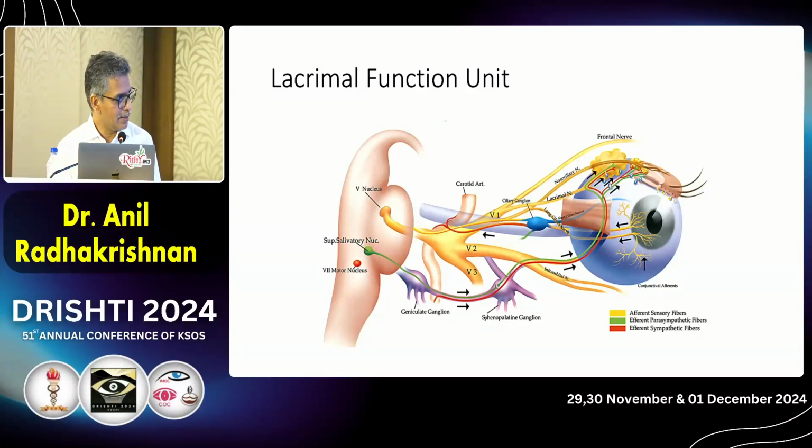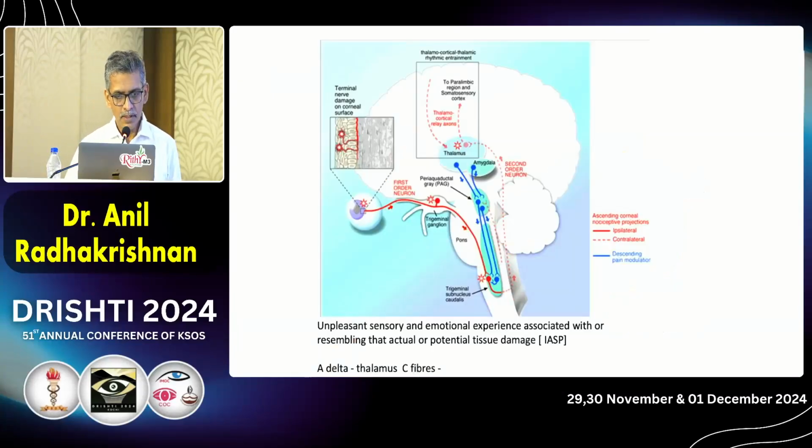So even at the basic level, you have some amount of reflex tearing that is happening. The sympathetic output is from the superior salivatory ganglion that is also contributing. And we have some things which we are still not very clear about. I would digress a bit.